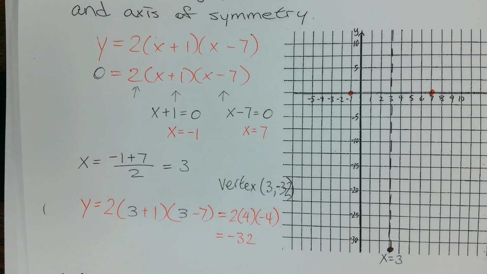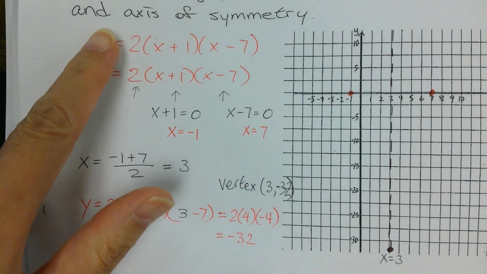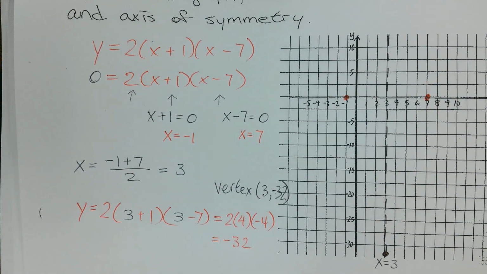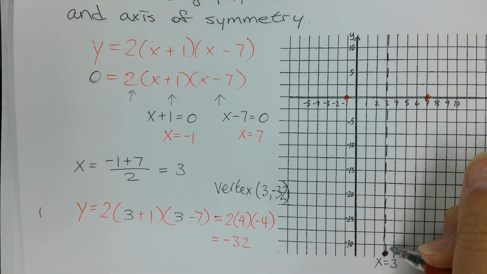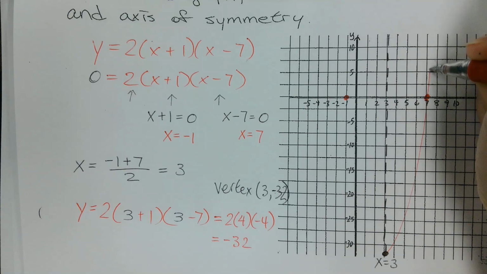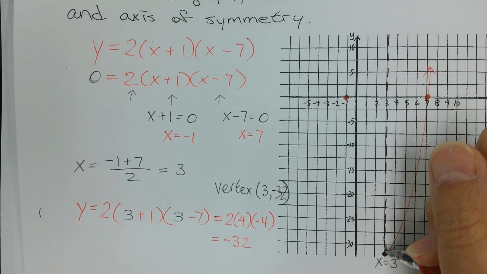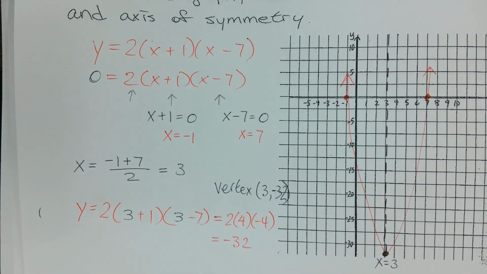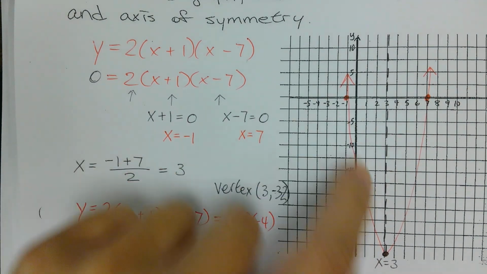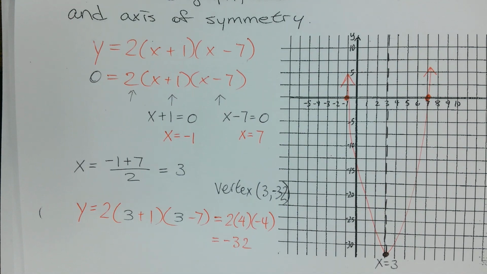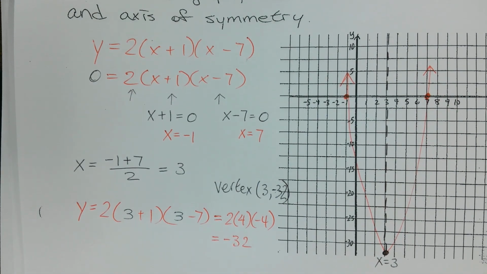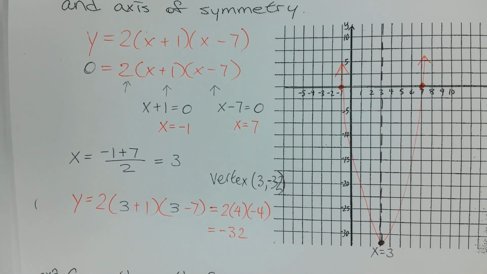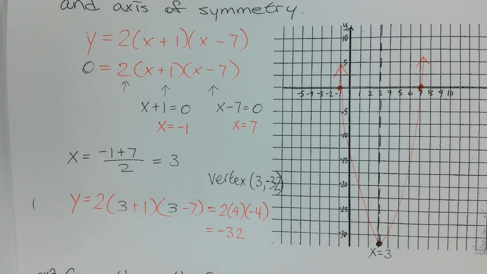Sketch the graph, label the x-intercepts, vertex, and axis of symmetry. So I have my 3 points. I can make my sketch like this. That one not so nice, but this one looks nicer.